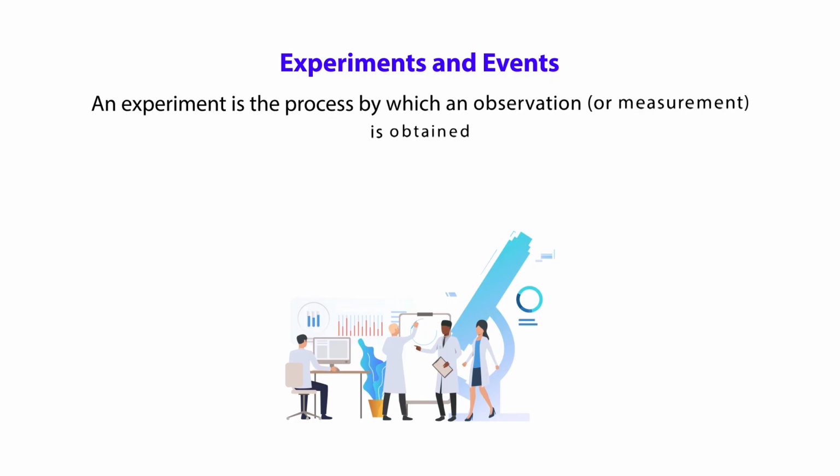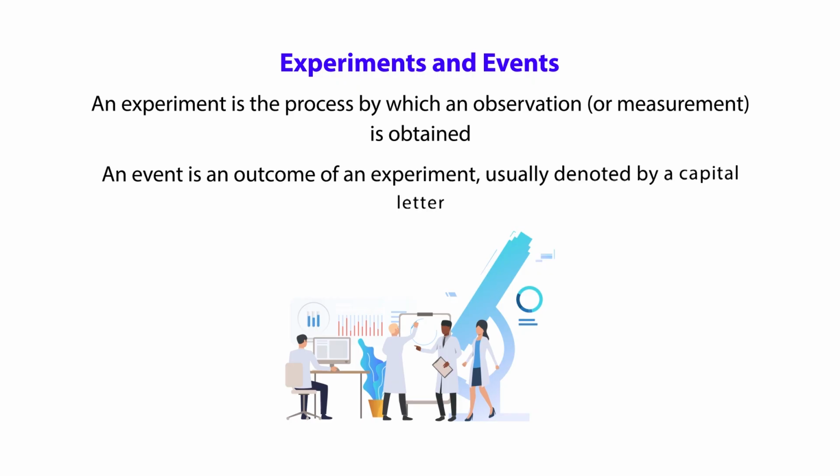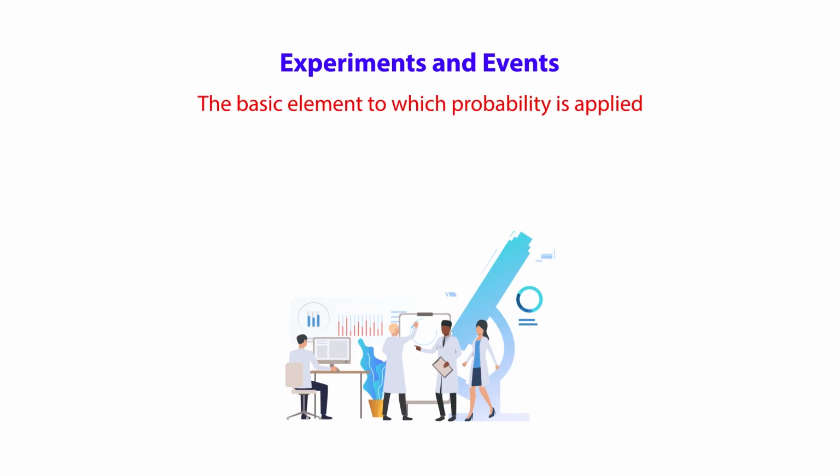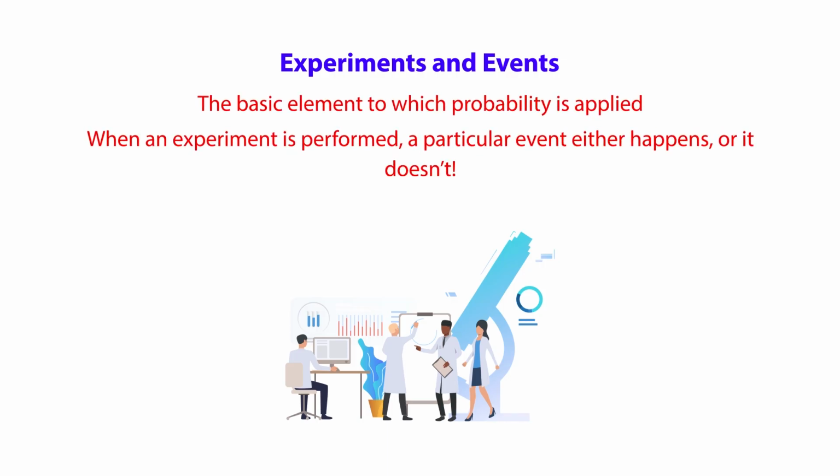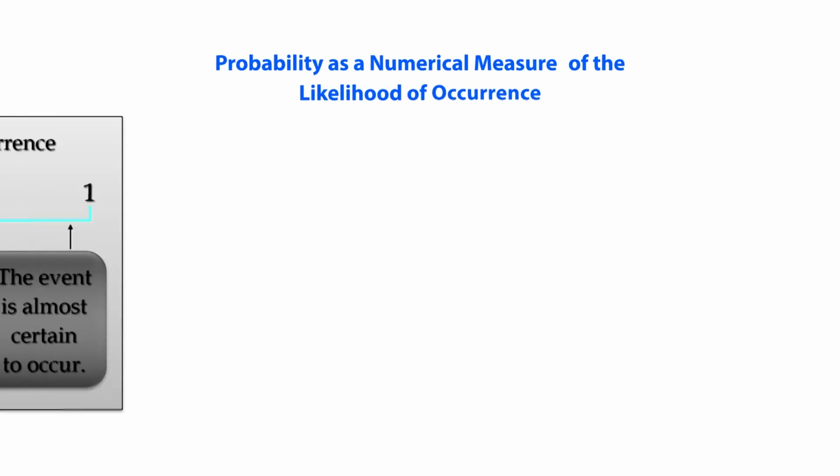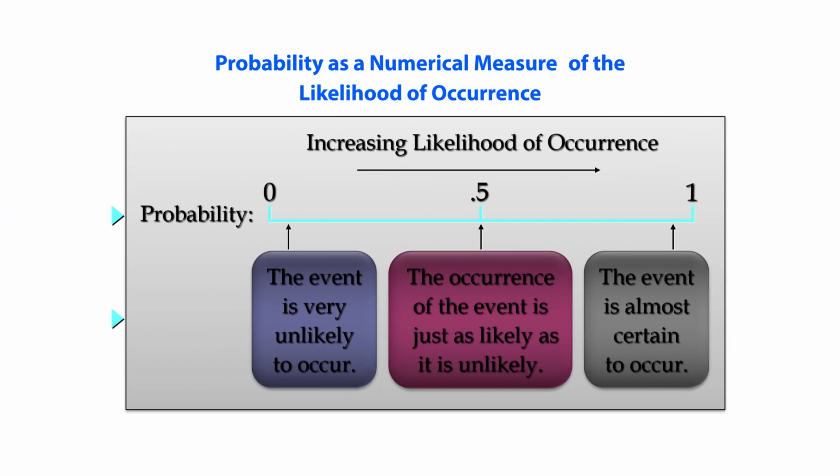There are certain abbreviations or terms which are going to be used: experiments and events. An experiment is the process by which an observation or measurement is obtained. An event is an outcome of an experiment, usually denoted by a capital letter. The basic element to which probability is applied: when an experiment is performed, a particular event either happens or it does not. So probability is a numerical measure of the likelihood of occurrence.